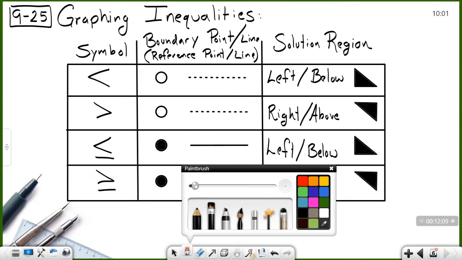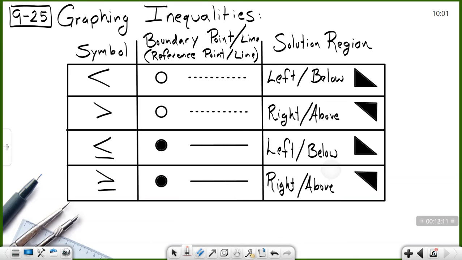If something is less than or greater than, but not equal to, we have ourselves an open circle or an open line. If something is less than or equal to or greater than or equal to, we then have to include those boundary points or boundary lines as part of the solution. Remember, shading is always solution, so therefore we fill these in completely. It's a nice solid line.